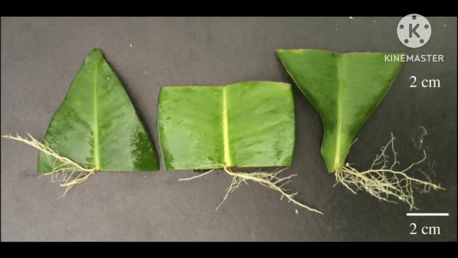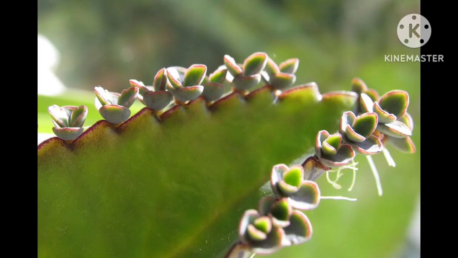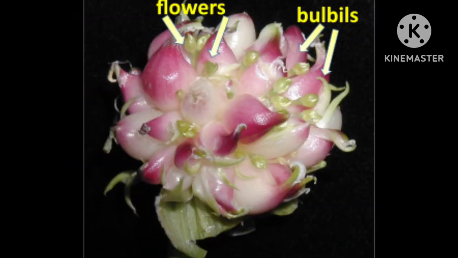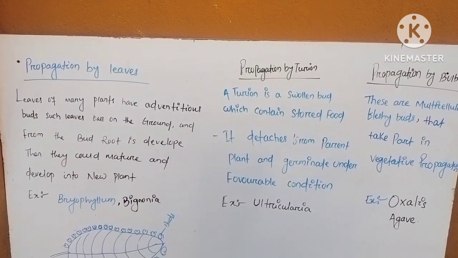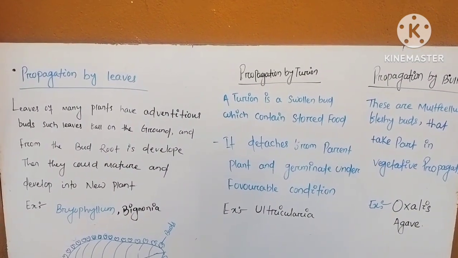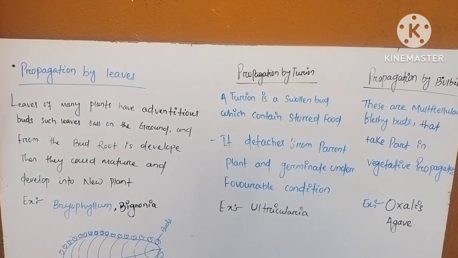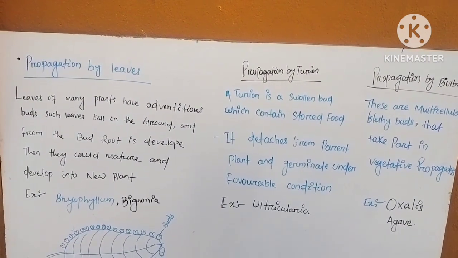This photo is showing the leaf cutting part. This is the bulb developed in the bryophyllum. These are some parts of a bulbil that can arise from the base of the leaves. These are multicellular bulbils from a flower. Vegetative propagation methods by the leaves, by turion and by the bulbils are commonly similar, so I put them forward in one frame.